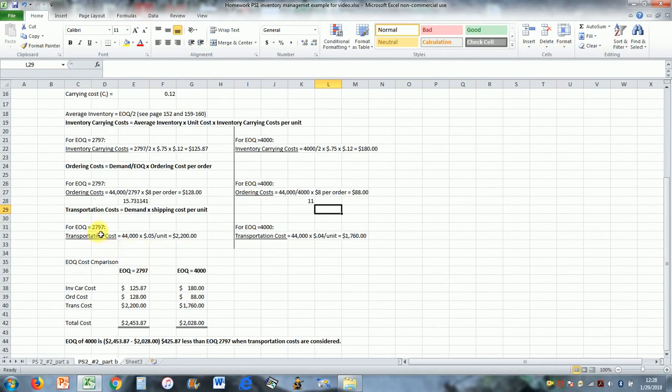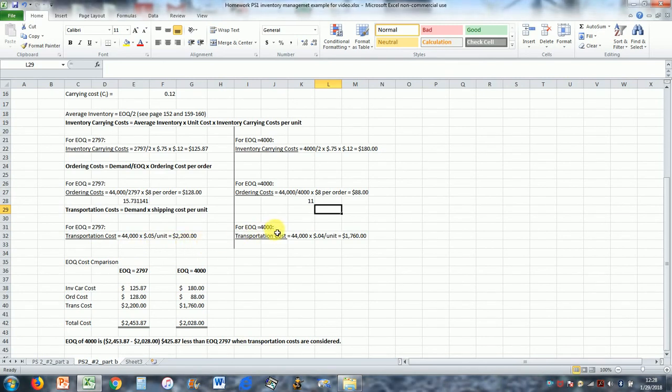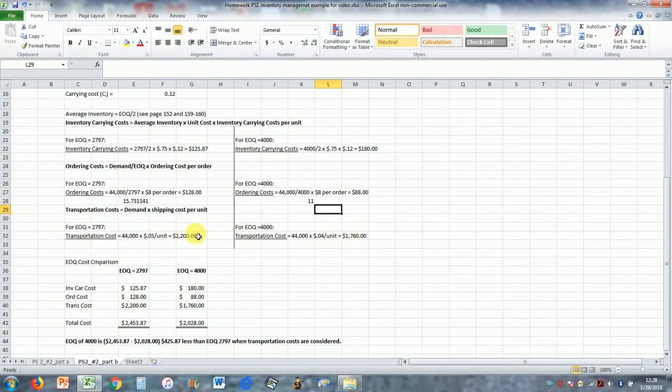For the EOQ of 2797, we have our transportation costs equal to the demand, 44,000 times 0.05, or 5 cents per unit, equals $2,200. For the higher EOQ of 4,000, where we do get the discount, it's going to be our total demand, 44,000 times 4 cents per unit, and that equals $1,760. So once again, you see a significant savings here.